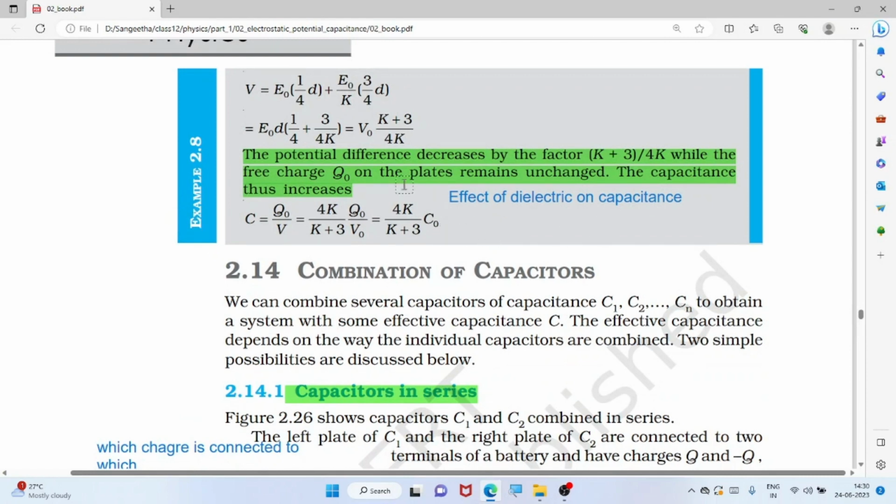Effect of dielectric. The potential difference decreases by a factor of K while the free charge on the plates remains unchanged. The capacitance thus increases. So effect of dielectric, capacitance increases. The charge remains the same.